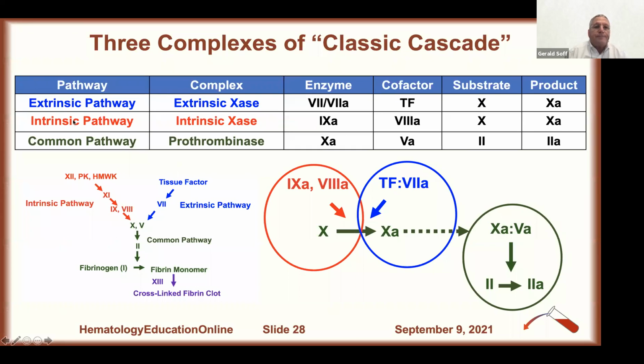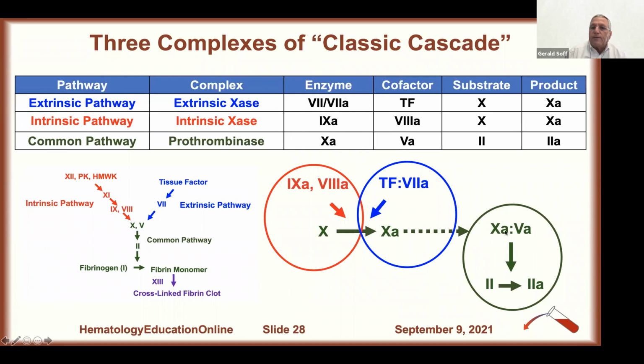In addition, there's the intrinsic 10-ACE, which uses factor 8A as the cofactor, factor 9A as the enzyme, and again factor 10 as the substrate, converting it to 10A. So this is where we've classically thought of the extrinsic and intrinsic pathways, each feeding in and activating 10, the beginning of the common pathway.